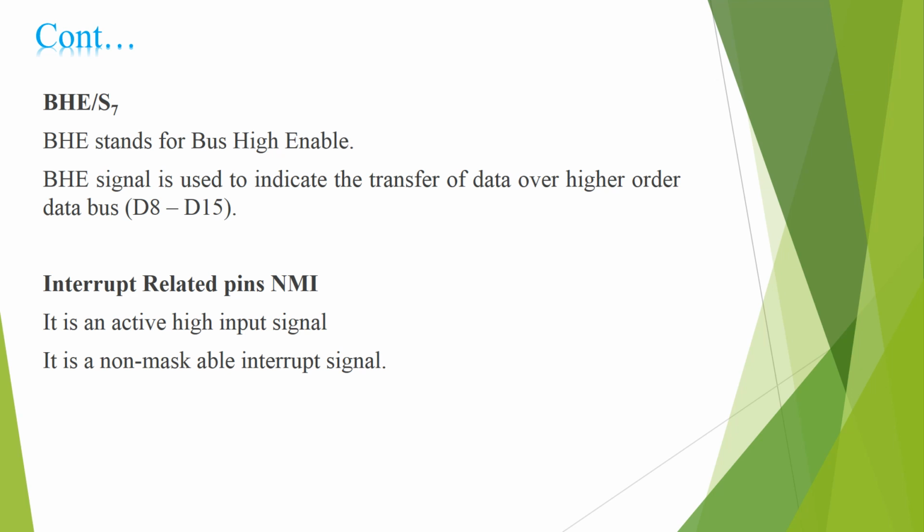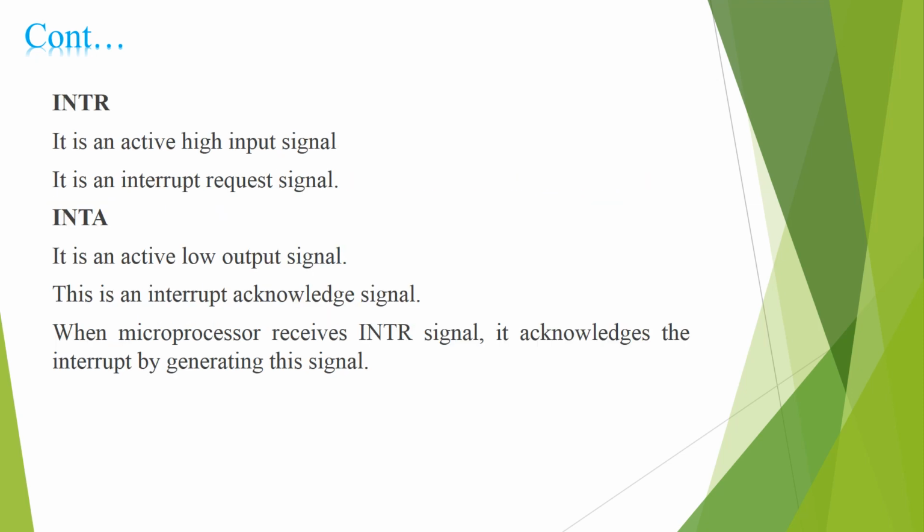Then the interrupt related pins are NMI. NMI means non-maskable interrupt. We have to attend this interrupt. Then another pin is INTR. It is an active high input signal. It is the interrupt request signal, showing whether any pending interrupt is available or not. After that, INTA, interrupt acknowledgement signal.